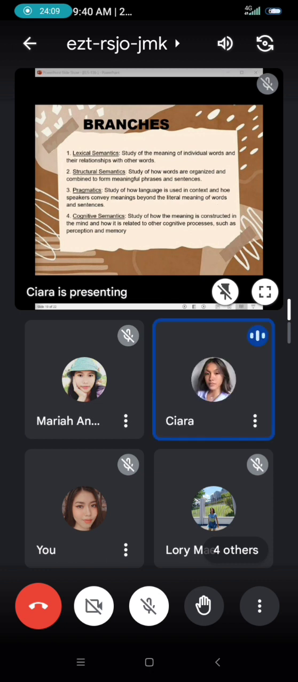So, good morning, everyone. We have here eight branches of semantics. These branches of semantics demonstrate the diverse areas of interest and focus within the larger field of semantics. First, we have lexical semantics. Lexical semantics is the study of the meaning of individual words and their relationships with other words.